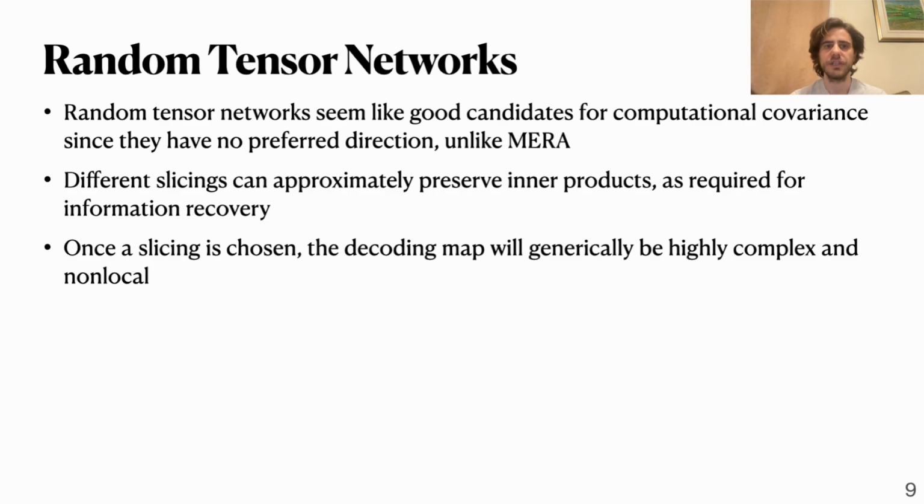Having now traced the key property needed for the PLC prediction, we were then led to explore how common this property is in tensor networks. In particular, we asked if random tensor networks are computationally covariant. They seem like natural candidates since they do not have a preferred direction. Further, once a slice is chosen, random tensor networks will generically preserve inner products, which is necessary for information recovery. But they are not close in trace distance to any unitary, and the closest unitary to the random tensor network will generically have a complexity exponential in the Hilbert space size, so they are not computationally covariant.